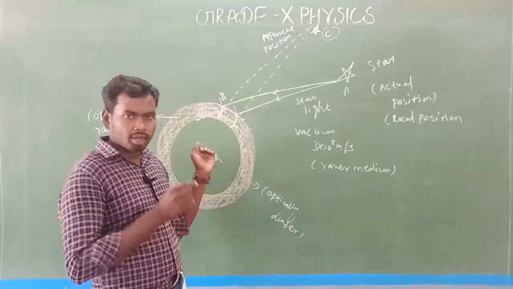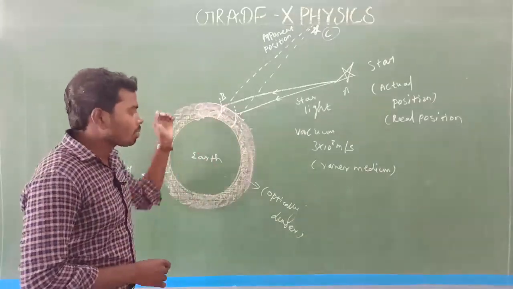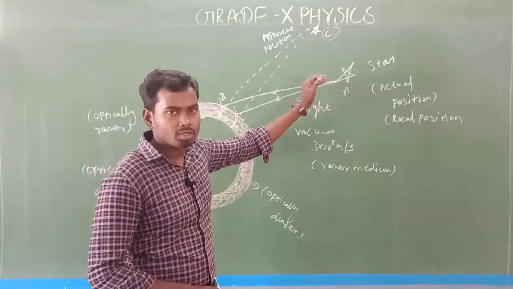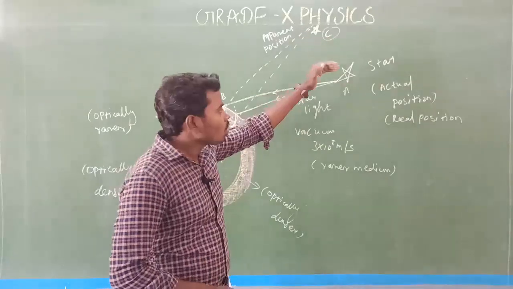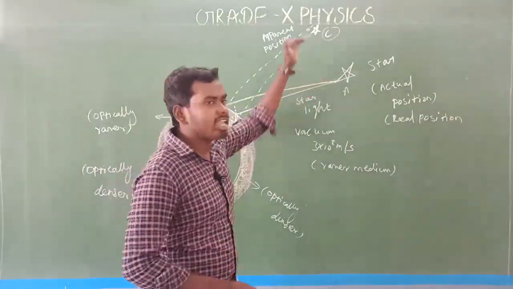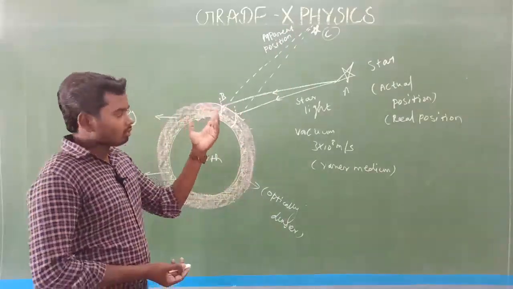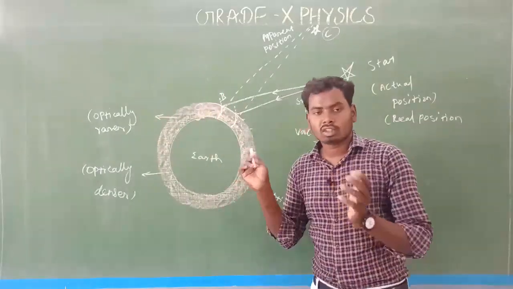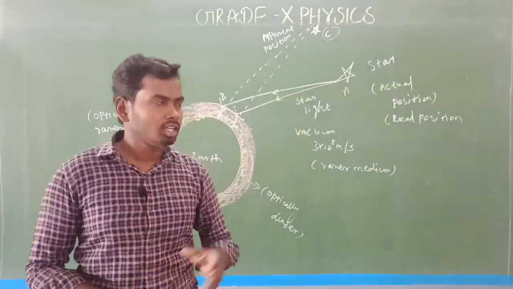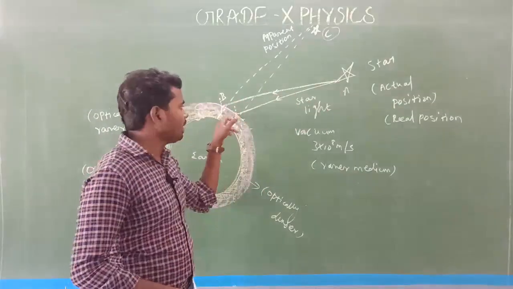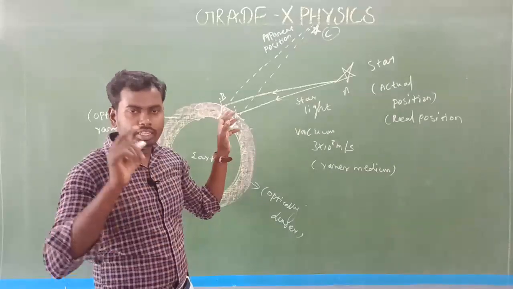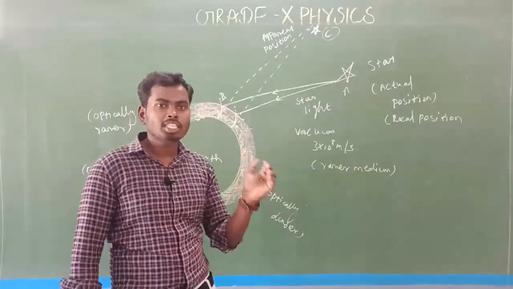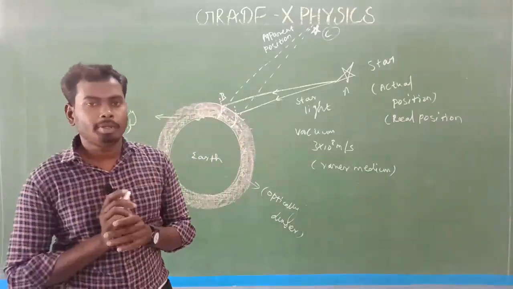Let us come to the final conclusion. Due to atmospheric refraction, the original position of the star AB appears at a higher position. The star seems higher than its original position. That's all. This is the original position AB, but due to atmospheric refraction, the star position appears to be BC, that is the apparent position, because it happens due to atmospheric refraction.